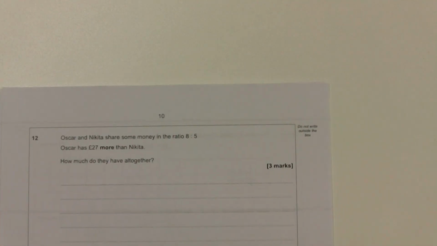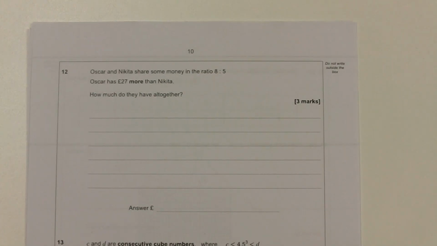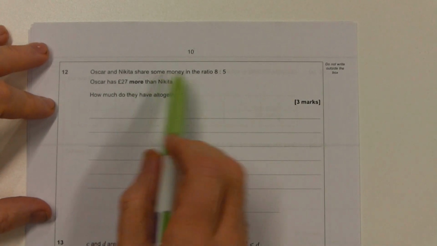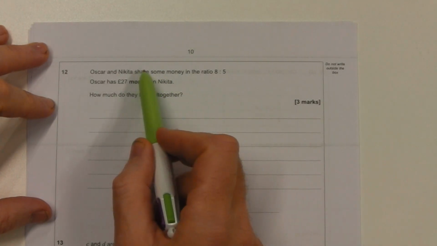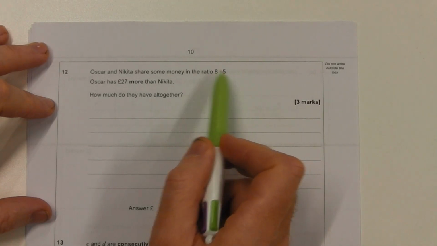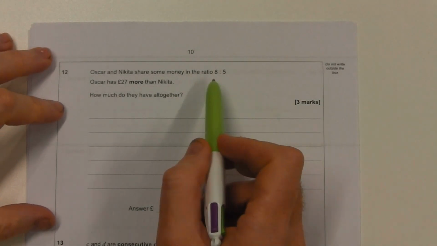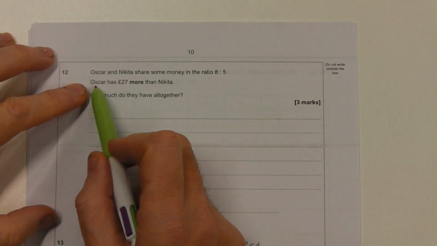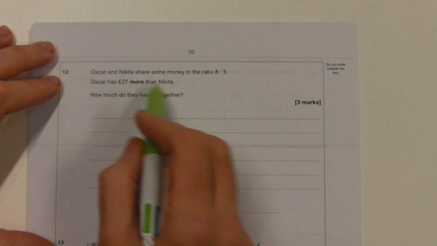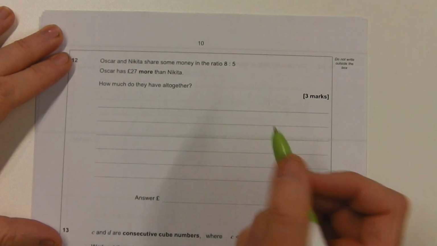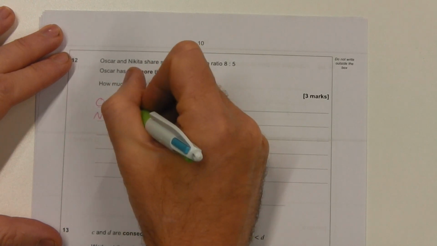Question 12. It was a ratio question. And they're sharing some money in the ratio of 8 to 5. And the automatic thing is when you see share in the ratio, you think, well, I add those, I'm going to divide the amount by that. But in this case, the only information we've got is that Oscar's got £27 more than Nikita. So I'm going to show it basic. 8 to 5. So Oscar and Nikita.